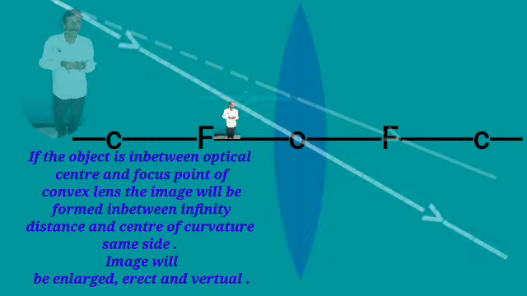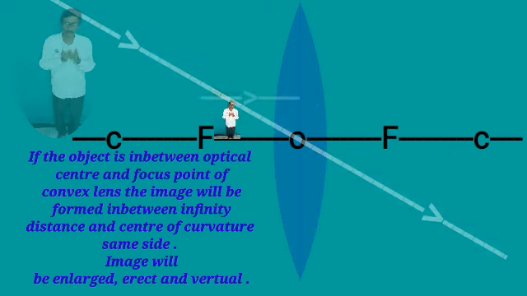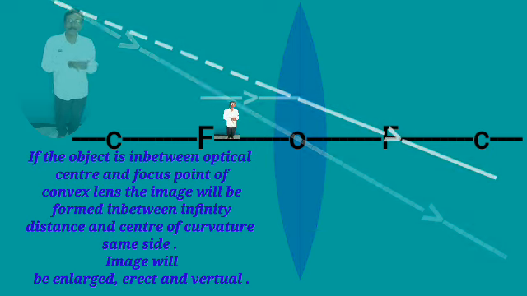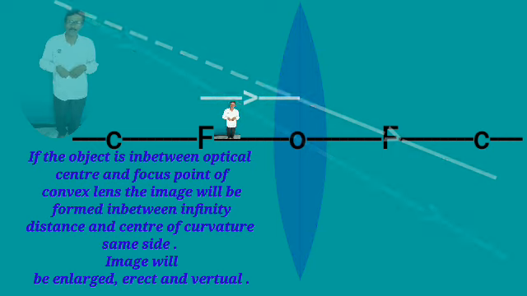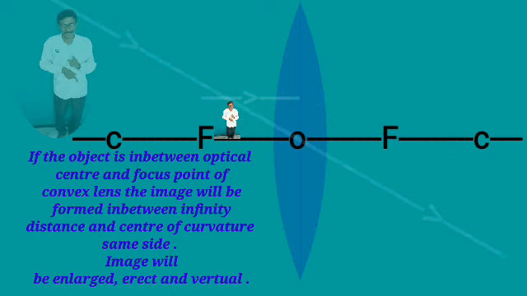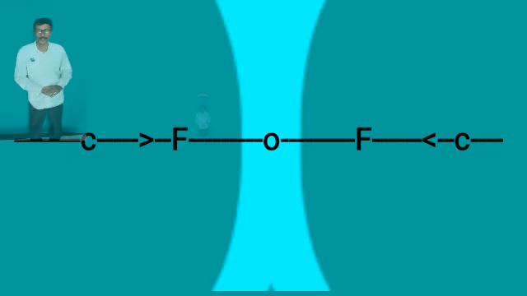Okay? I mean, if the object is in between the optical center and the focus point of the convex lens, the image will be formed in between infinity distance and the center of curvature on the same side. The image will be enlarged, erect, and virtual.